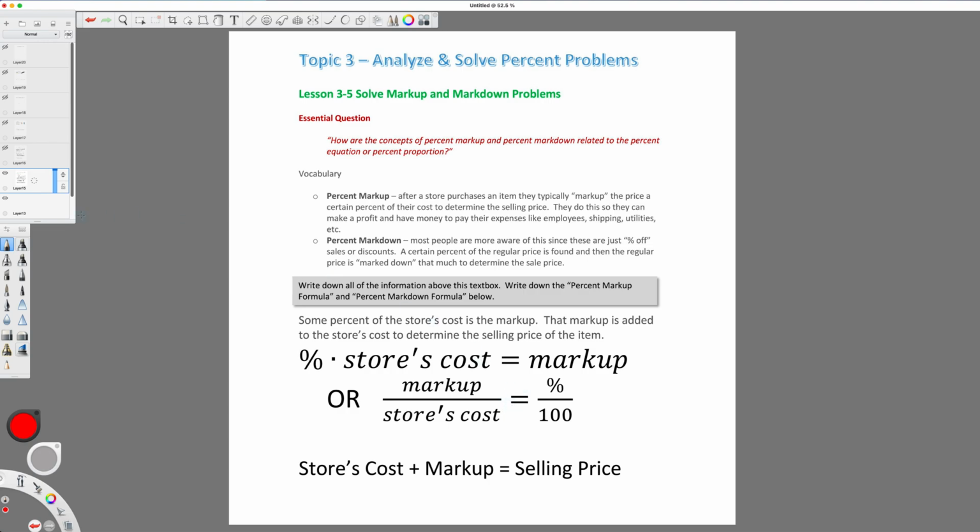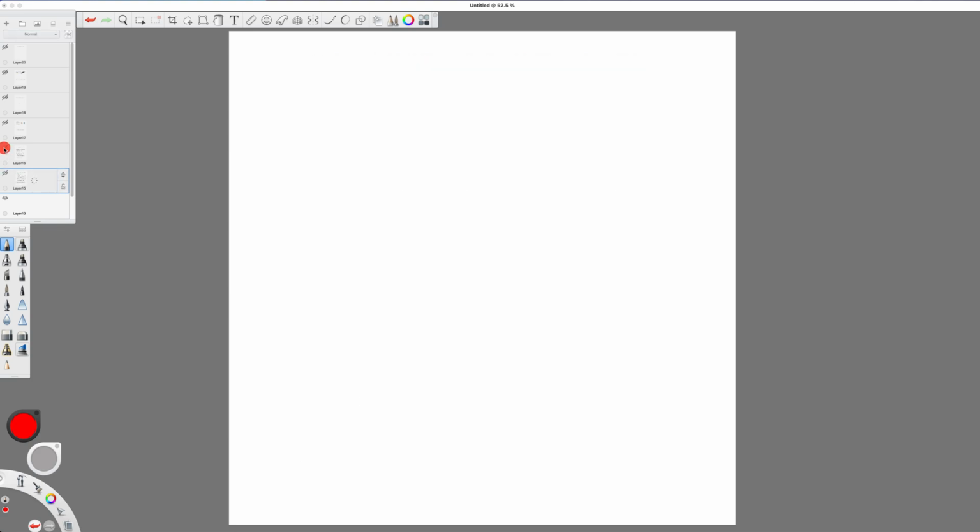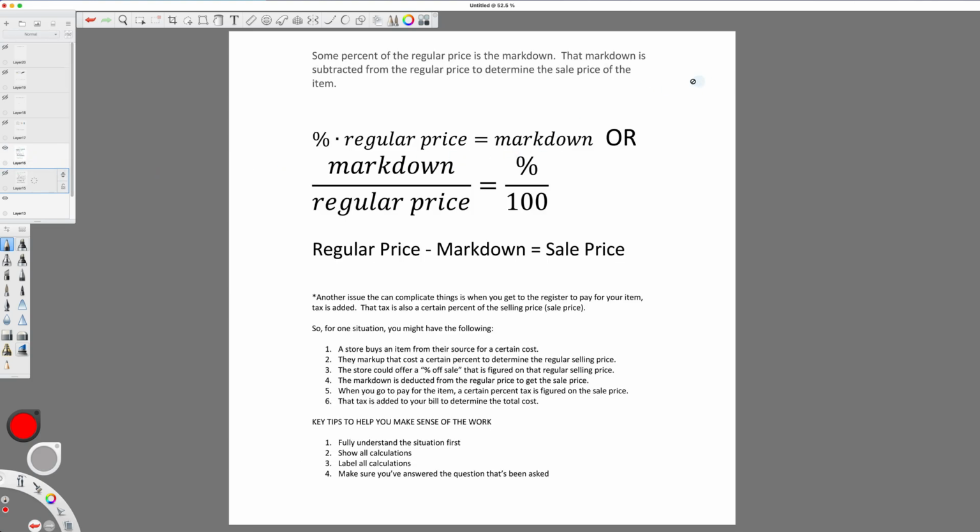So let's talk about the markdown a little bit here. Markdown, you're more familiar with this because this is what the end consumer sees. You see a regular price on an item and then you see it being on sale for a certain percent off. That's all stuff that you see. You don't see the store's cost and the markup because all that happened before the item came out for you to see.